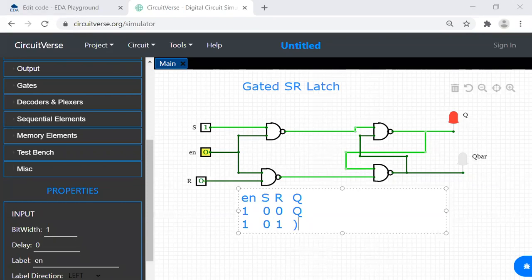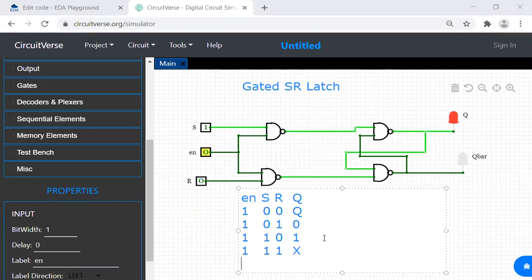So it is reset. You can just follow S. If S is 0, Q is 0. If S is 1, Q is 1. For combination 0, 0, Q is Q, no change. So this is 1 and 0. When it is 1 and 0, Q is 1. And now when enable is 1, if this is 1 and 1, what happens? We don't know. This is a forbidden state, so we can write it as forbidden state.